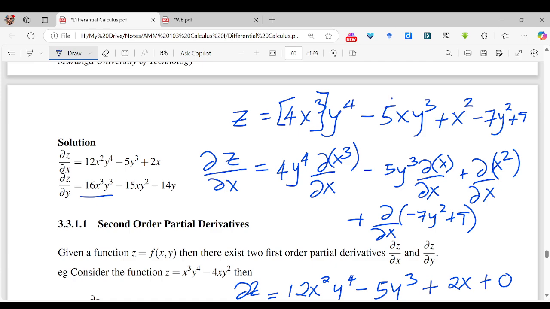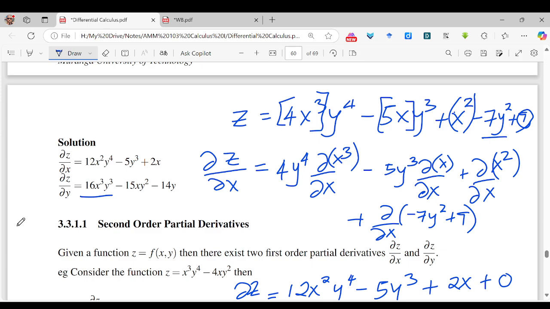The next term, we treat the whole of this as a constant, then differentiate y cubed with respect to y. So that will give us 3y squared multiplying minus 5x, giving us minus 15xy squared. The next term does not contain y, meaning that that's a constant term as far as this derivative is concerned, and the derivative is 0. Then the next term here, minus 7y squared, we differentiate with respect to y, we get minus 14y. The last term, 9, is a constant, so the derivative of a constant is 0.